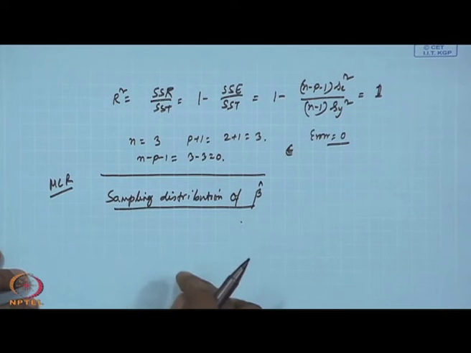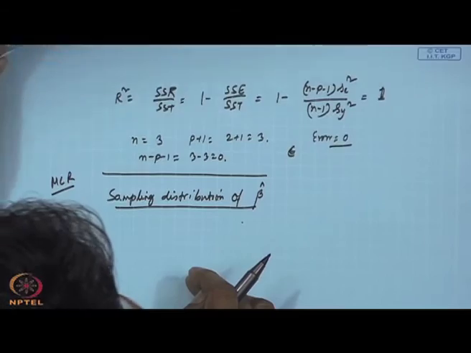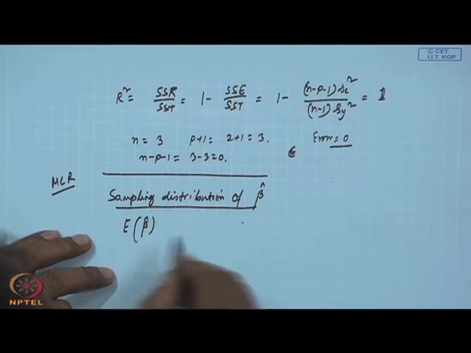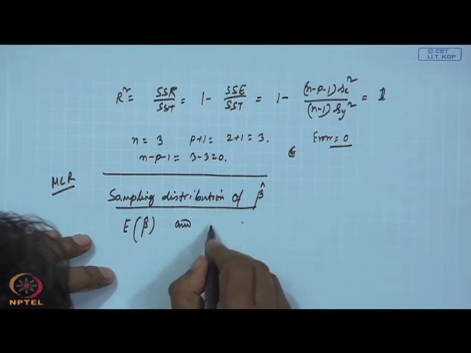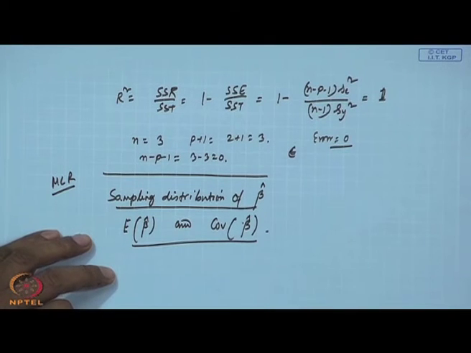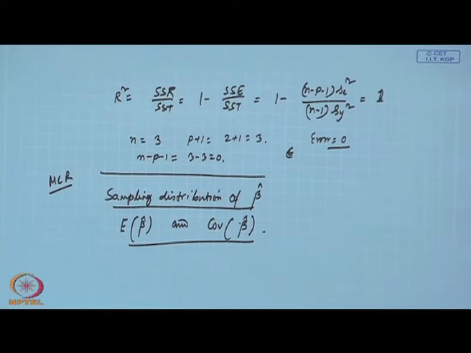Okay, so here, if you want to go for the sampling distribution of beta cap, then you must know the expected value of beta cap, and you also require to know the covariance of beta cap. These two we require to estimate. Okay. So, now let us see what the expected value of beta cap is.